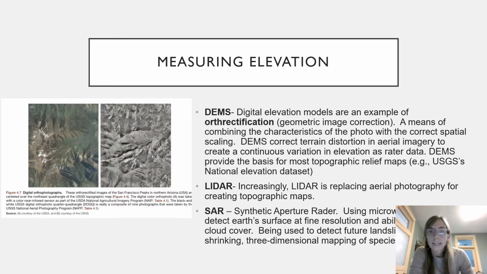Another technique is synthetic aperture radar that uses microwave signals to detect the Earth's surface in a really fine resolution. It has the ability to penetrate cloud cover, unlike radar, and it's being used to detect things like future landslides, polar ice shrinking, three-dimensional mapping of species habitats. So I think we can expect technology to continue to advance in this realm as well.